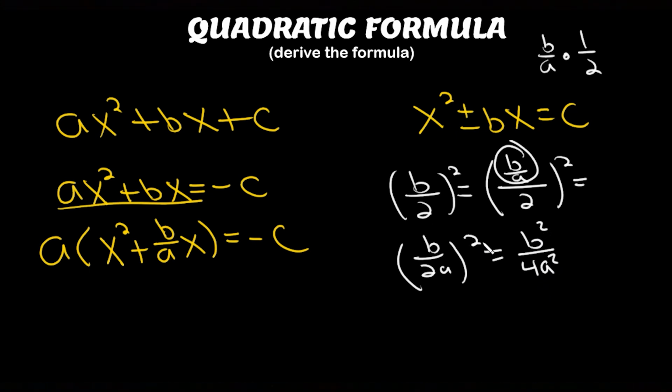Remember, this exponent has to be applied to both your numerator and denominator. So you're doing b squared and 2a squared. That's where you're getting b squared all over 4a squared. Now, I want to go ahead and underline this part right here. This is b over 2 simplified.